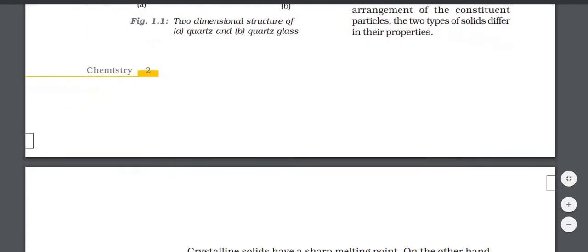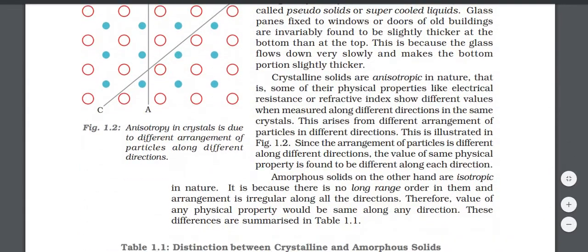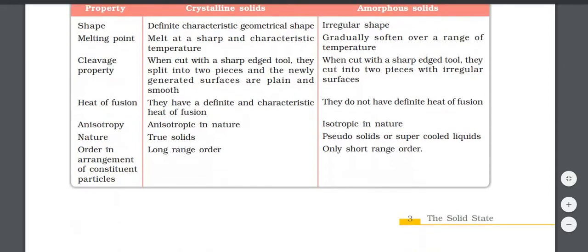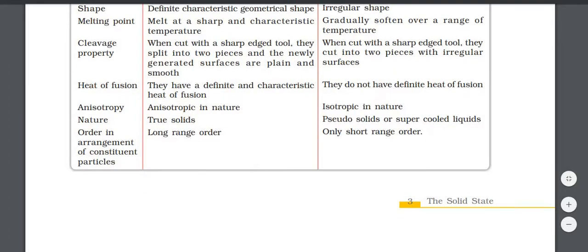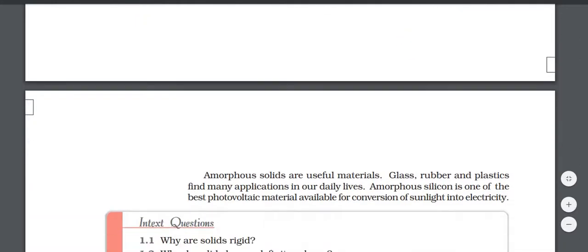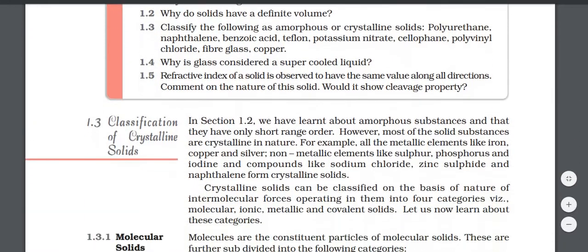Okay, so to say that for crystalline solid and amorphous solid, we have done certain definite differences between them: melting point, cleavage, heat of fusion, anisotropy, and this was the most important, like amorphous are isotropic in nature. Okay, and the short range order and long range order is also one of the areas. Now if we talk of further index questions, you can do yourself.